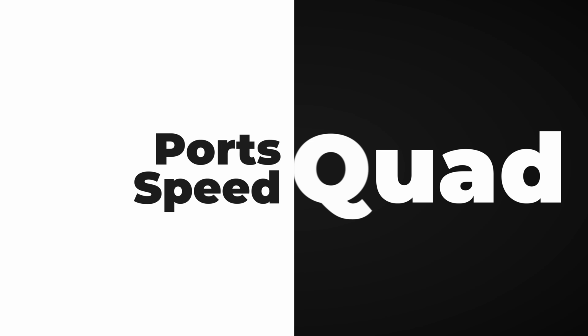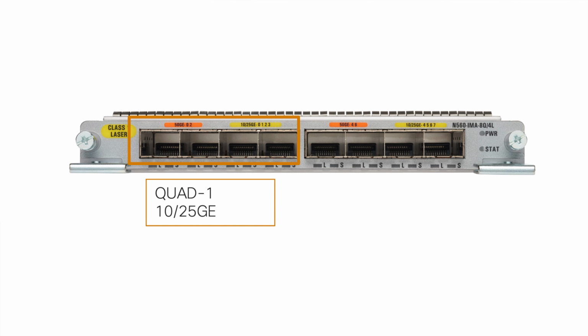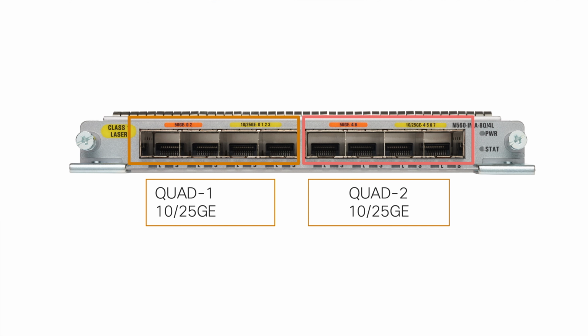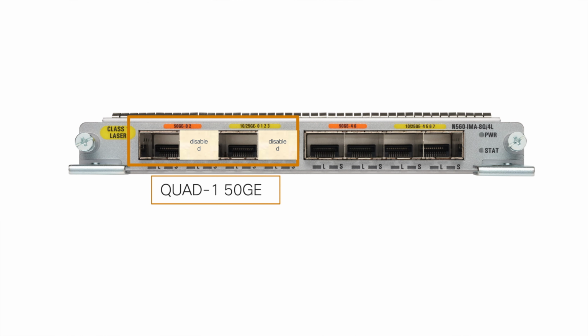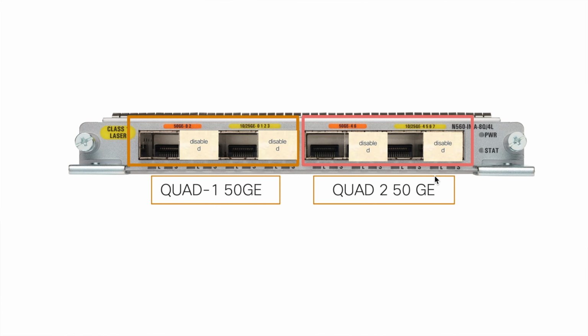Let's take a look at what is meant by quads and the port speeds. So quad 1 is port number 0 to port number 3, so they can be either in 10 gig mode or 25 gig mode. Similarly, quad 2 is port number 4 to port number 7, which can be either in 10 gig mode or 25 gig mode. Now if I enable 50 gig mode, let's say quad 1 is at 50 gig, then I get only the even number ports. That means 50 gig ports, as designated here, are port number 0 and port number 2. The other ports in this quad are disabled. Similarly, for quad 2, if 50 gig is enabled, port number 4 and port number 6 are available. Port 5 and port 7 are disabled.